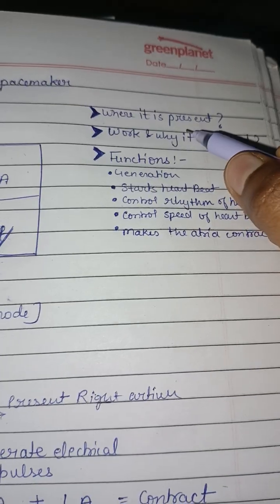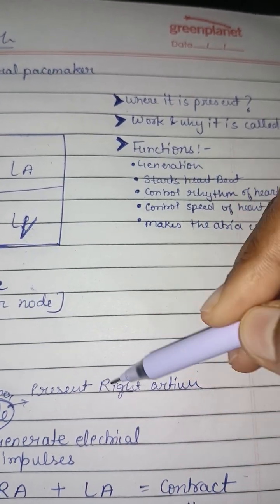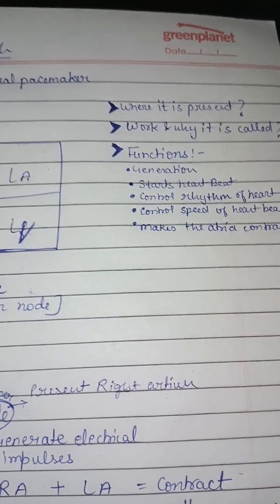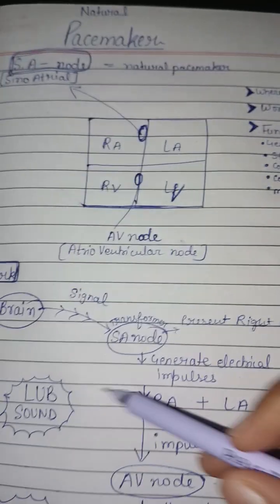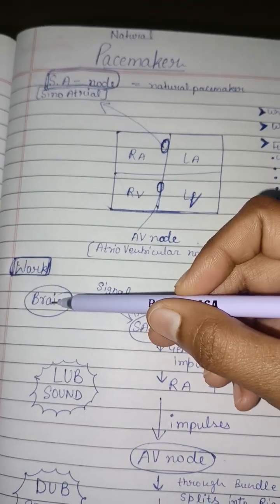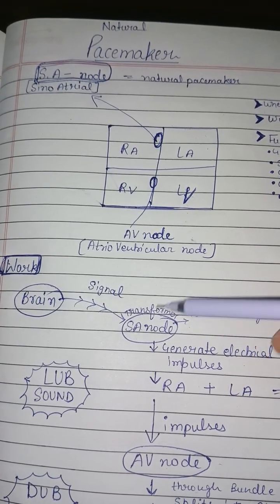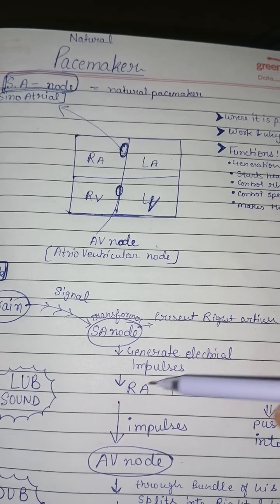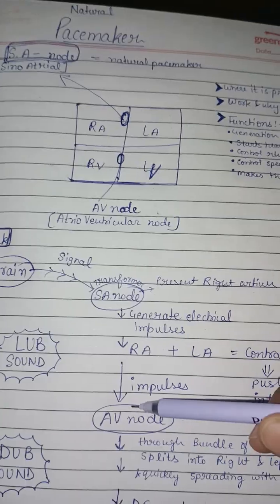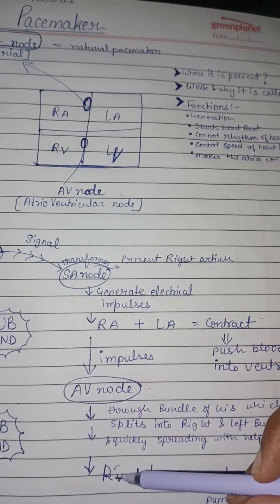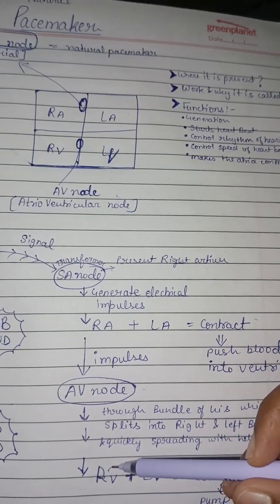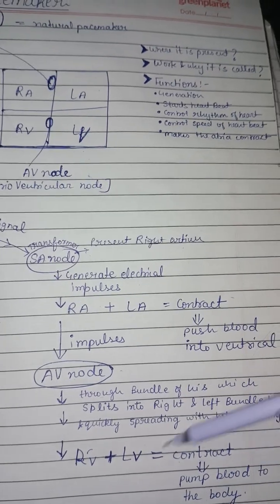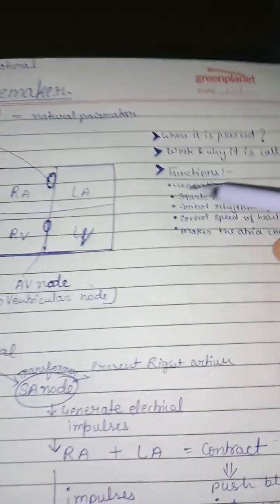Where it is present, I have already told you: it is present in the right atrium of the heart chambers. Now, what is its work and why is it called that? This is the whole work: the brain sends a signal to the SA node, which works as a transformer, and then it sends electrical impulses to the right atrium and left atrium. Then it goes to the AV node, which helps transfer the electrical impulse, which contracts the right and left ventricles to pump the blood throughout the body.